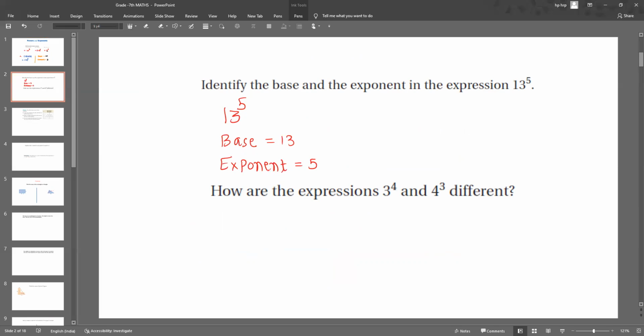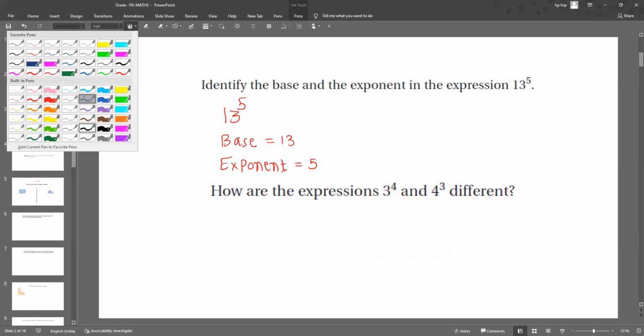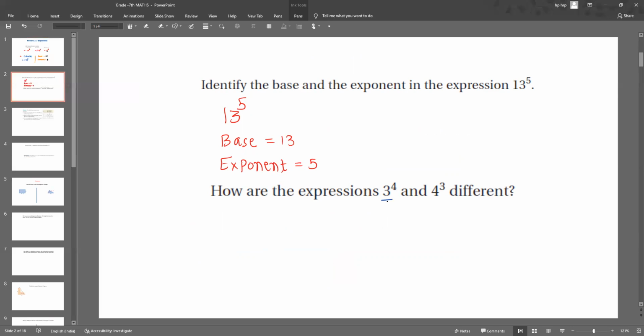Correct. Now another question is this one. Here they ask how the expressions 3 raised to 4 and 4 raised to 3 are different. So how are these two different? 3 raised to 4 we have, and 4 raised to 3. Can you identify?